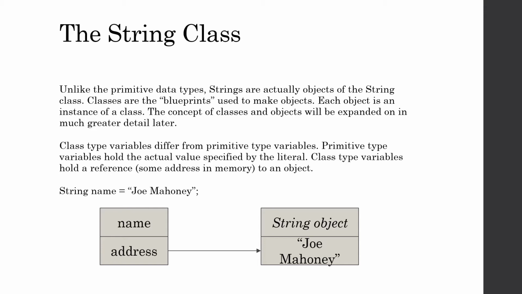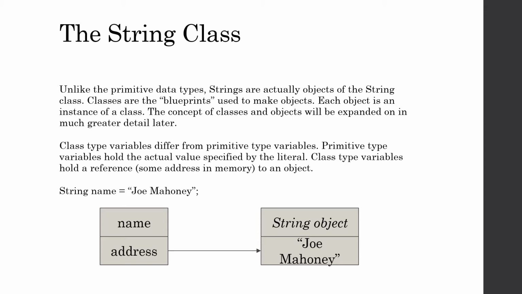Unlike our primitive data types, strings are actually going to be objects of the string class. These classes, essentially these Java files that we have, you can think of like the blueprints that we use to make our objects. Each object is going to be an instance of our class, basically a single realization of those blueprints. The concepts of classes and objects will be expanded on in much greater detail later.